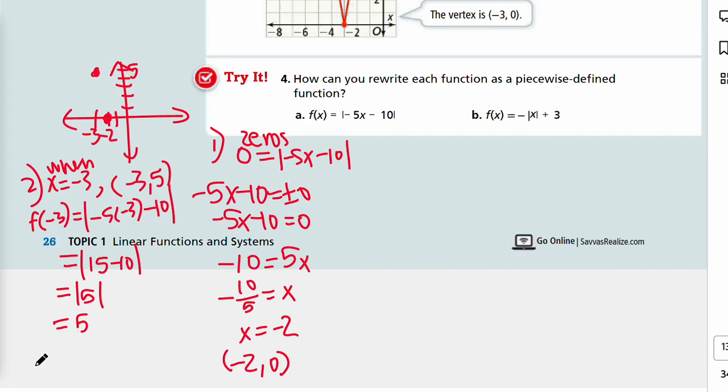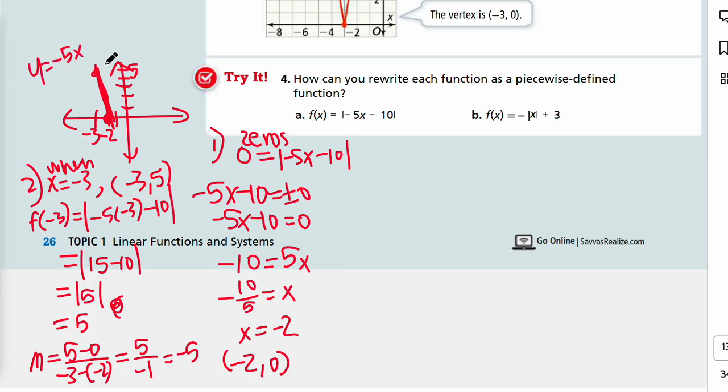So since we have 2 points, we can use the slope equation to figure out our slope. Our point here is negative 3, comma 5. And so with negative 2, comma 0 and negative 3, comma 5, we're going to subtract the y values and subtract the x values to figure out the slope, which is negative 5. And so your y is equal to negative 5x. Your first equation should be negative 5x plus b.